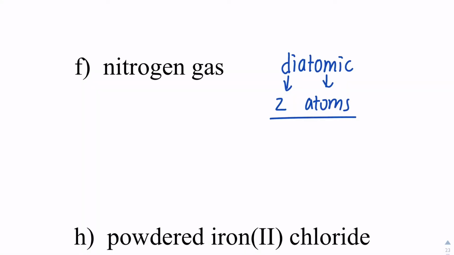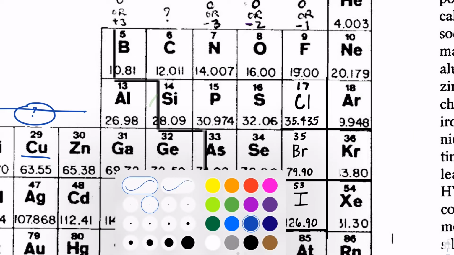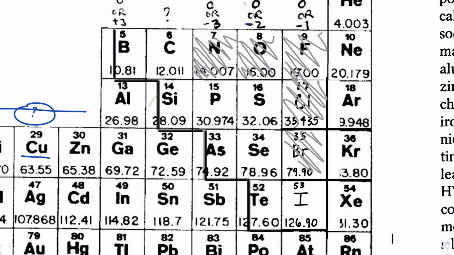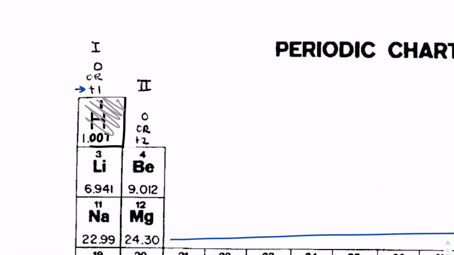There are lots of diatomic molecules that could potentially exist, but there are only 7 pure diatomic elements. The difference is that they're elements. You could have many diatomic molecules that have 2 atoms bound together, but these are pure diatomic elements, and we can find these on our periodic table. On the periodic table, they exist as the kind of shaded in ones. So we've got 7: nitrogen, oxygen, fluorine, chlorine, bromine, iodine, and hydrogen. These all exist in 2.